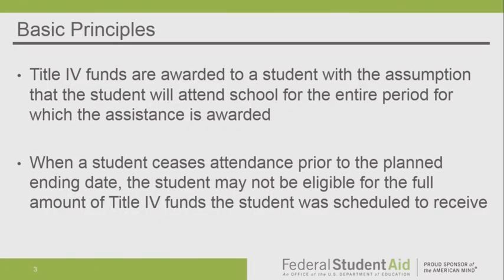So let's start out with some basic principles about the Return of Title IV process. First, Title IV funds are awarded to a student with the assumption that they'll attend for the entire period for which they were awarded. And when a student ceases attendance prior to that ending date, the student may not be eligible for the full amount of Title IV funds that they were originally scheduled to receive. The calculation that we're going to go through is designed to determine how much aid the student earned and then assign responsibility for who has to return any aid that was unearned.